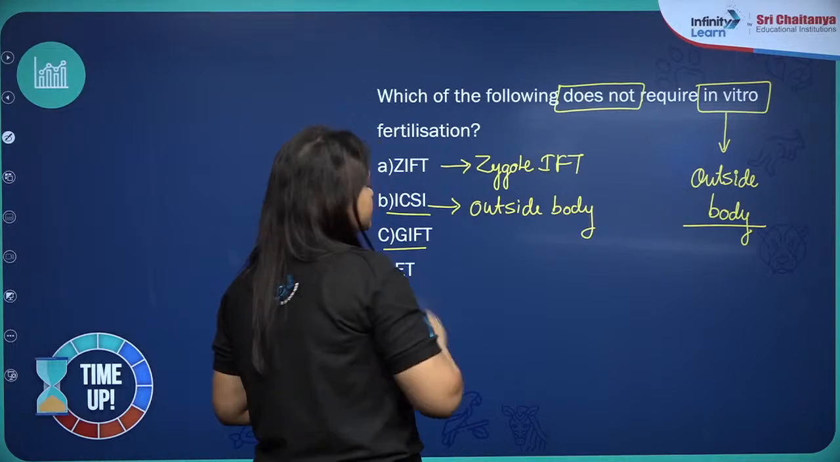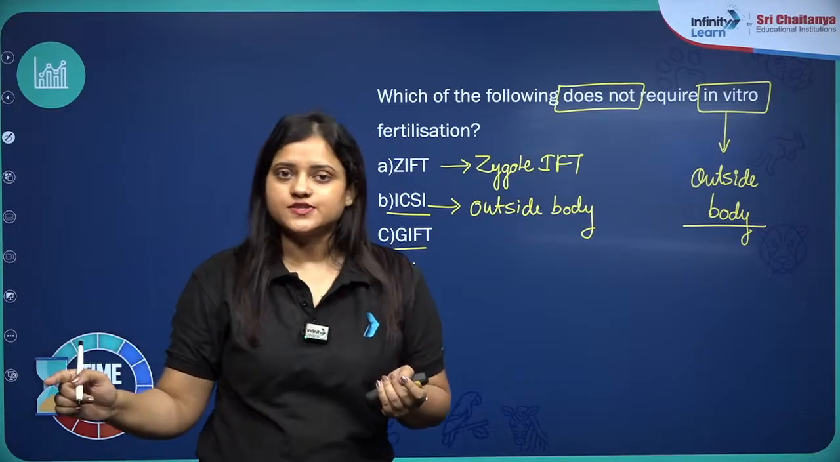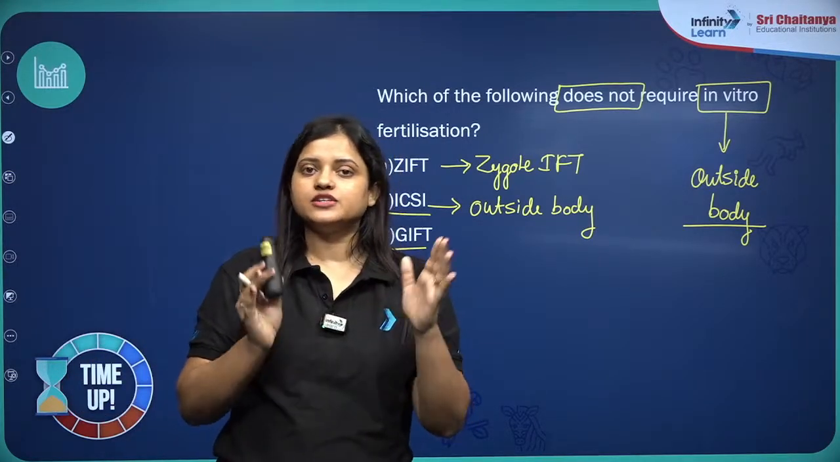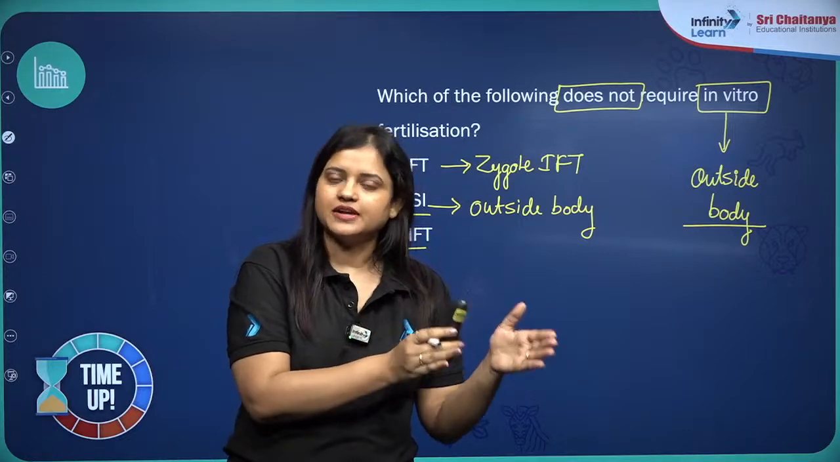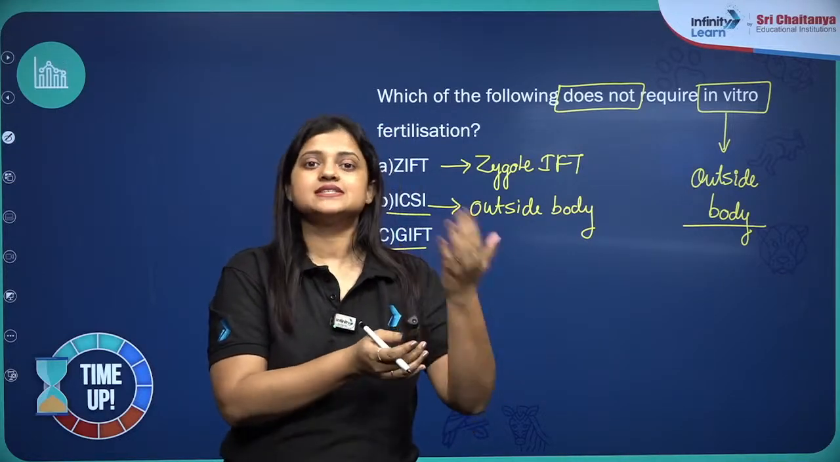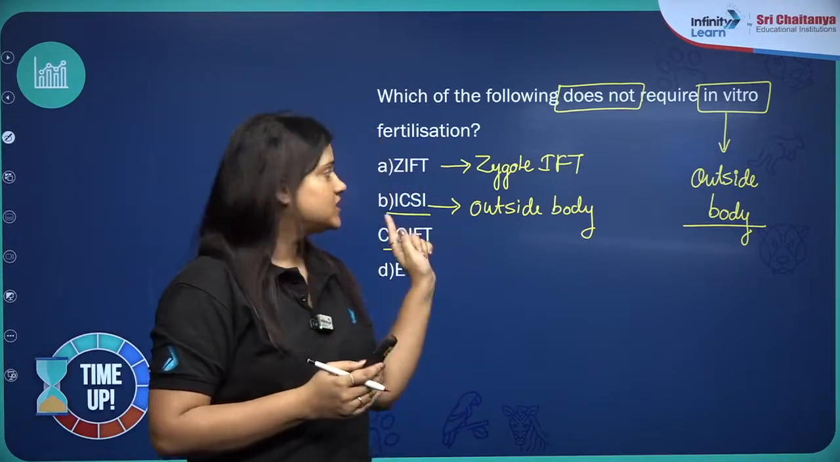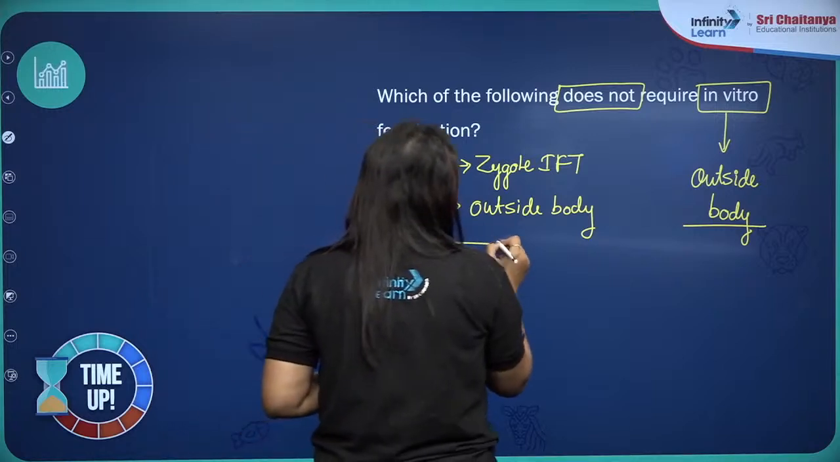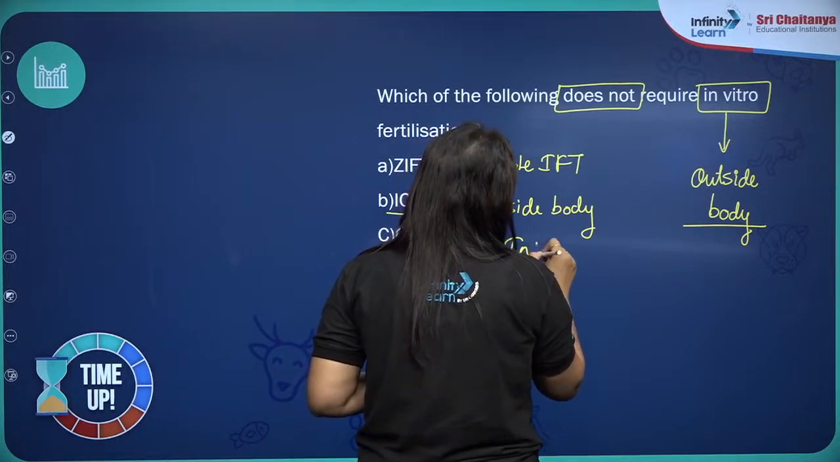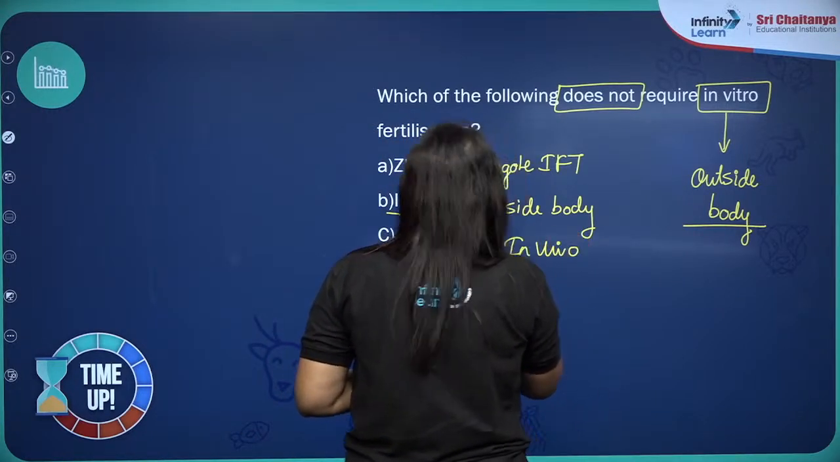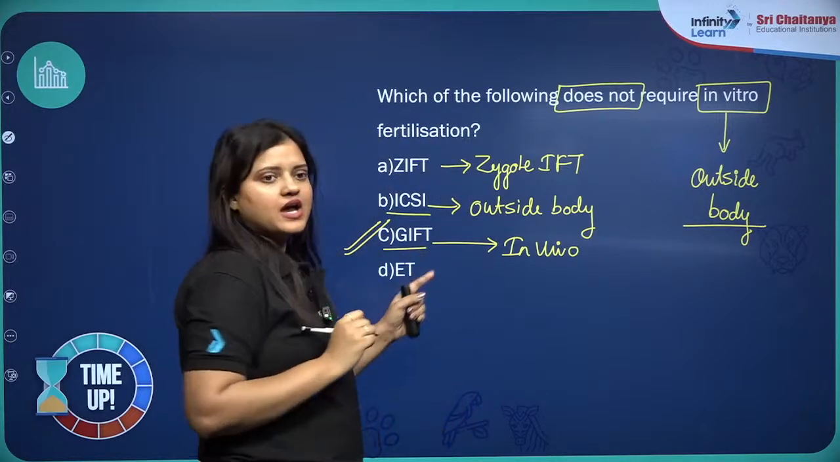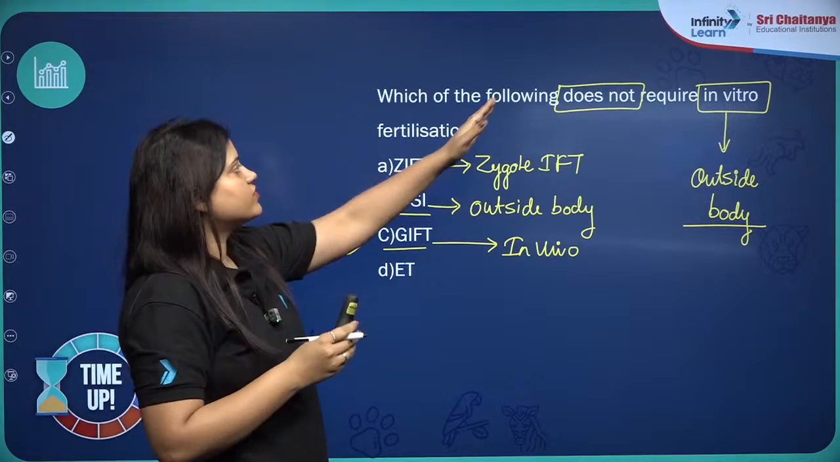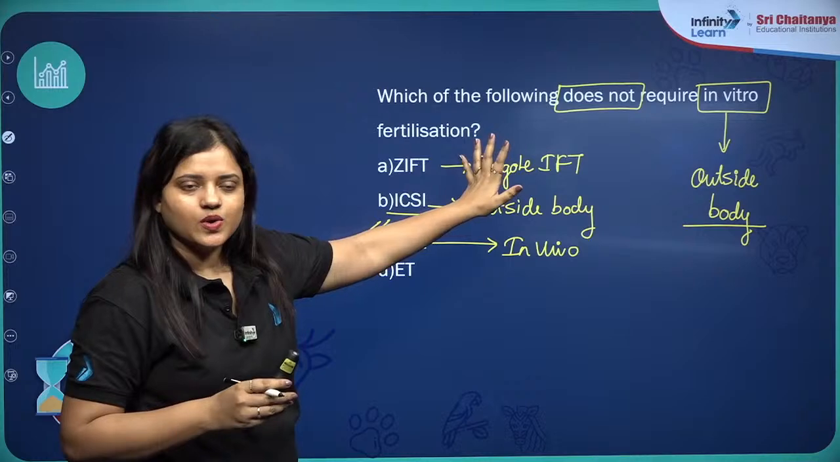Then comes GIFT, gamete intrafallopian transfer. So where do we introduce the gamete? In the fallopian tube. That means fertilization will be inside the fallopian tube. So this is in vivo fertilization. Okay, so this will be our answer. It will not be in vitro fertilization.